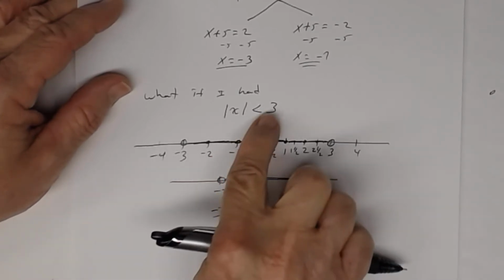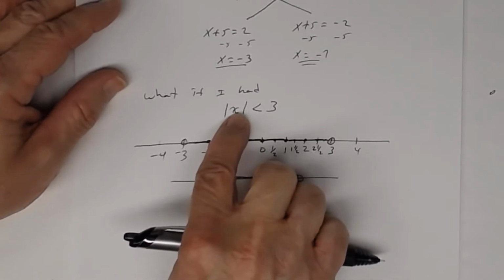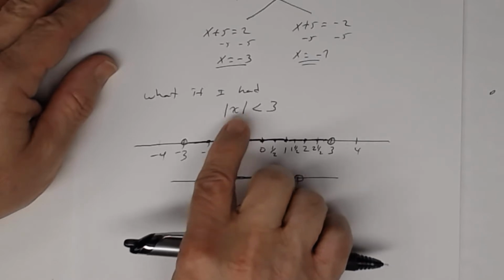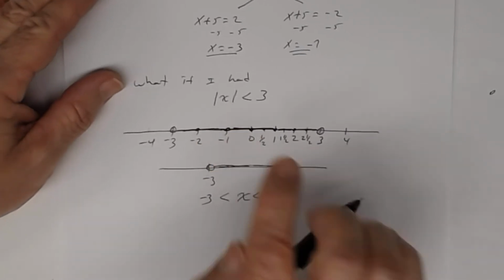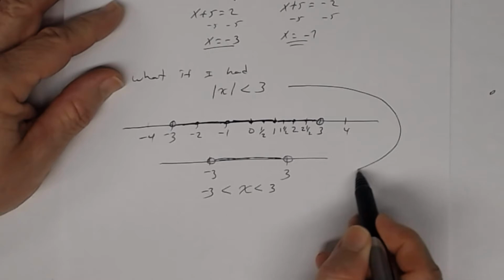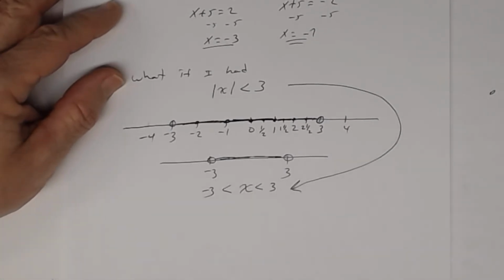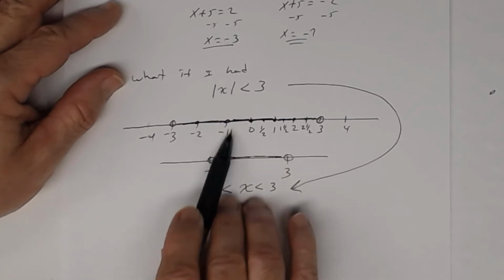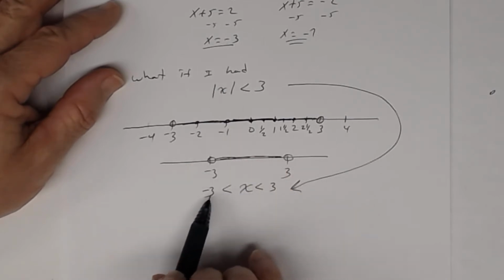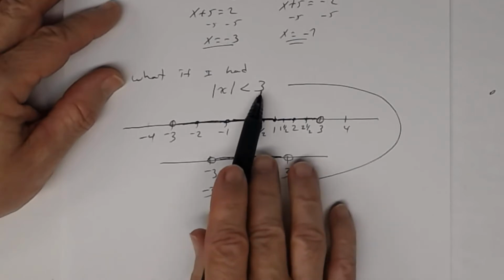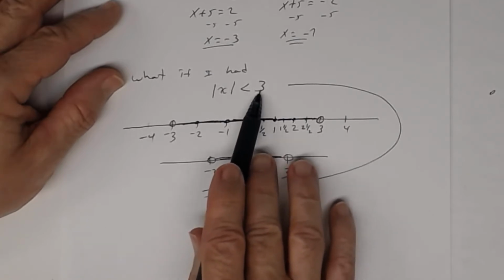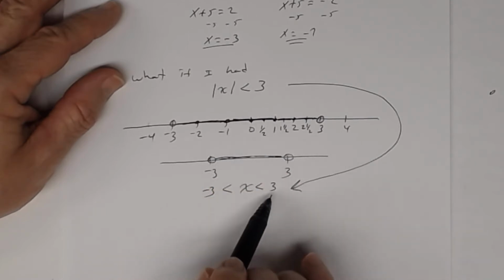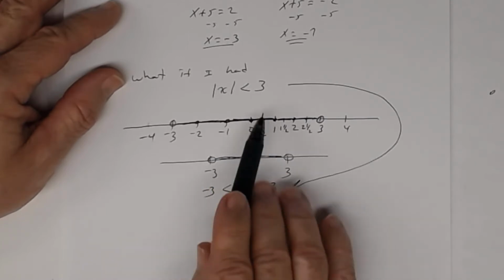So before I go on, let me just say this. Whenever you have an absolute value less than inequality, you can write it as this compound statement. Notice what's inside the absolute value bars is in the middle, and then the numbers on the outsides are the opposite of this, and then the same as this. So these numbers are opposite of each other, and it comes from this number right here.